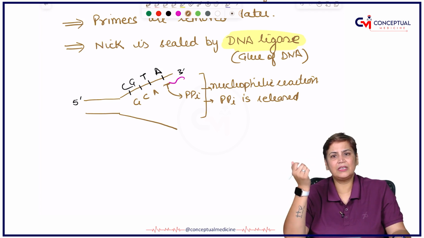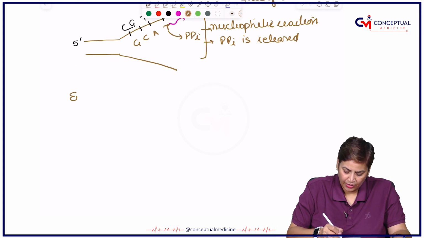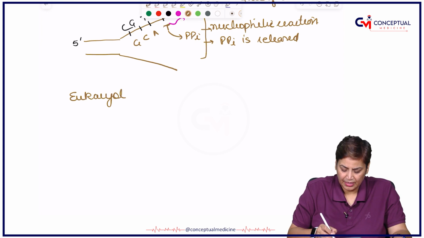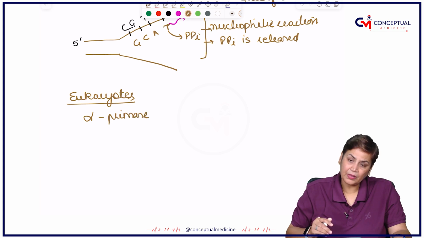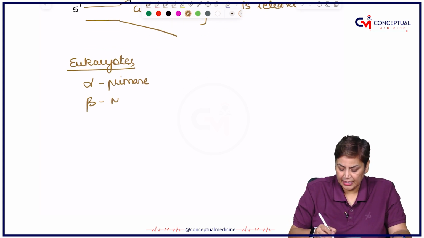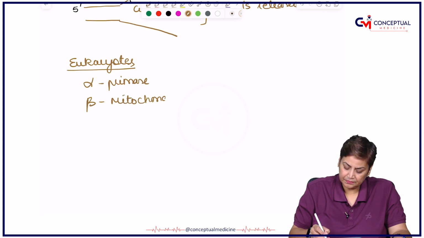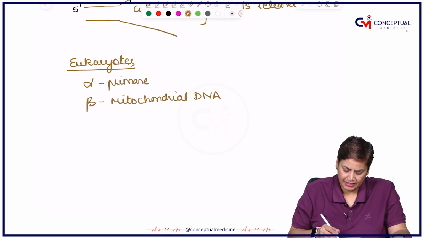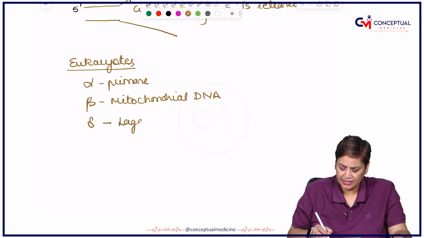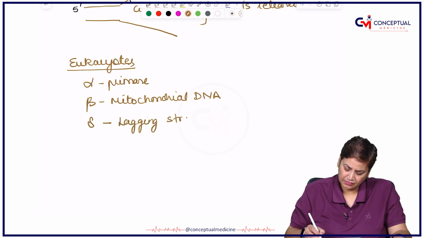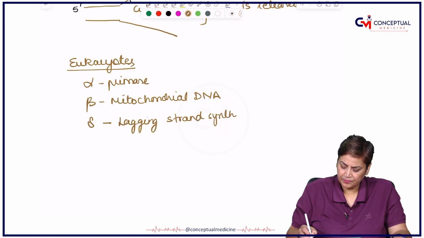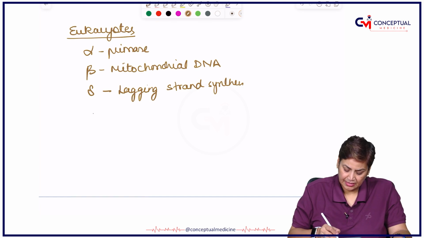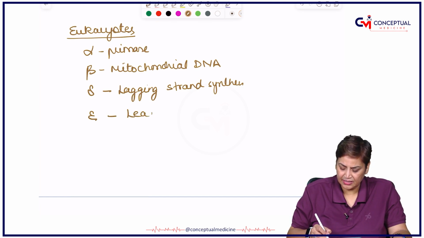On the other hand, in alpha, beta, gamma, delta, epsilon, the most important point you can remember, if we talk about eukaryotes, just to remember it: in eukaryotes, alpha is primase, removal. Right? Beta is for mitochondrial DNA, because mitochondrial DNA is altogether different. Alpha, beta, gamma. Gamma is for lagging strand synthesis. Very important. And epsilon is for leading strand synthesis.